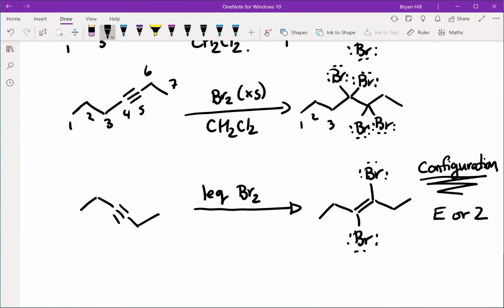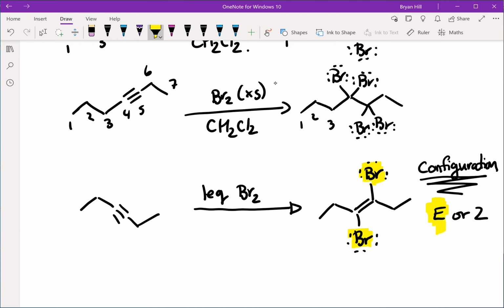Whole bunch of people saying E. That's correct. So the highest priority in each case, carbon versus bromine. Okay, bromine's the highest priority. And so when they're opposite to one another, that is E. Z means same. E means opposite, I think. It was the German words.